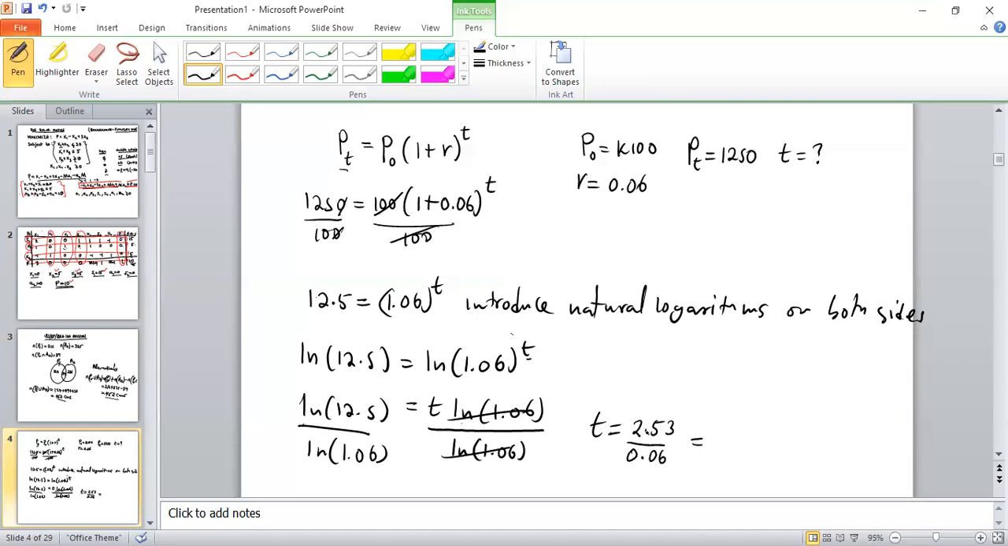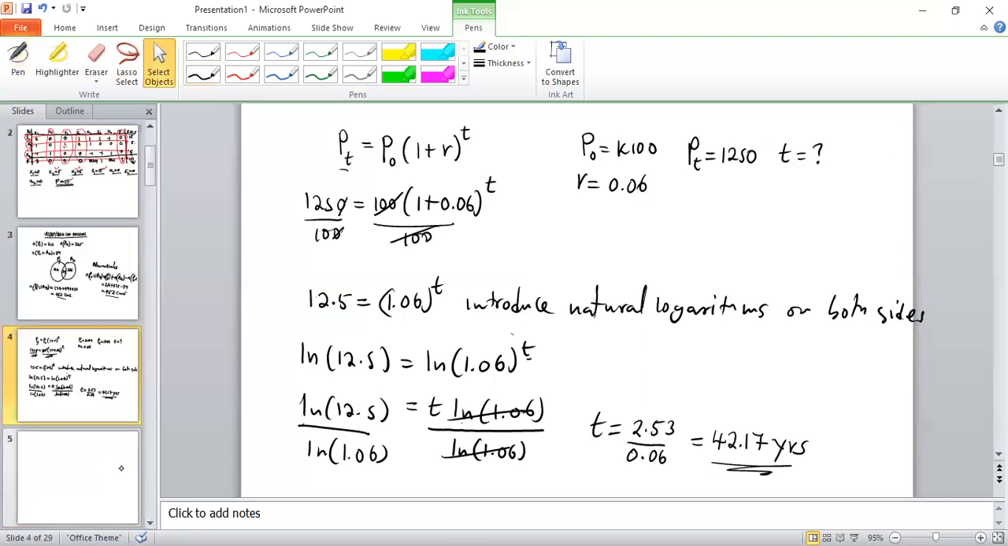that's 42.17. 42.17 years. So you can invest 100 kwacha to yield 1,250 for approximately 42 years. Any questions? No. Okay, so we progress.